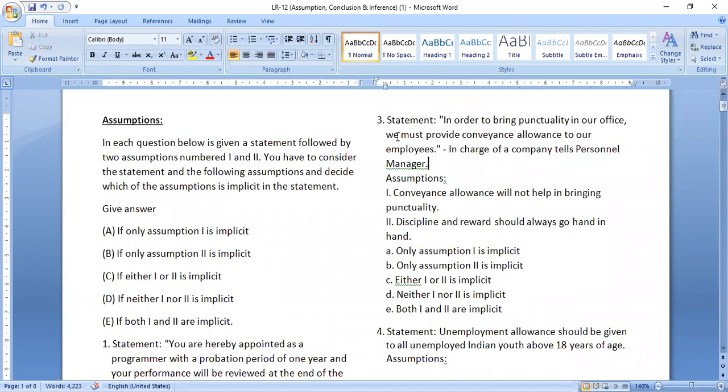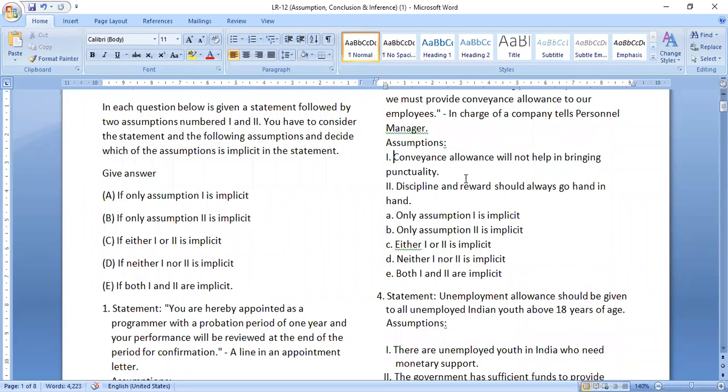Now let's look at the third statement. It says, in order to bring punctuality in our office, we must provide conveyance allowance to our employees. That's the statement of a company's personnel manager. Personnel is what we now refer to as human resources. So they say that to bring punctuality in our office, we must provide conveyance allowance to our employees. Now let's look at assumption 1. It says conveyance allowance will not help in bringing punctuality.